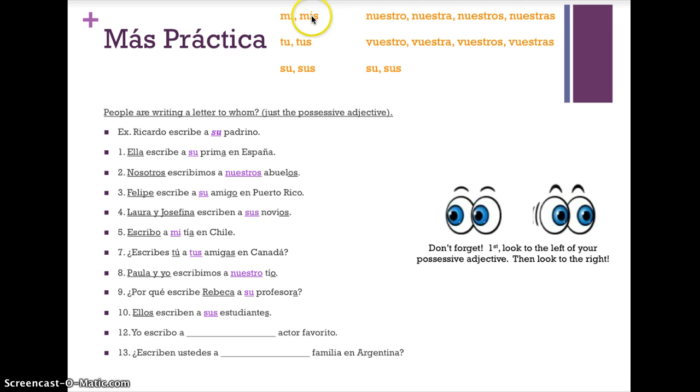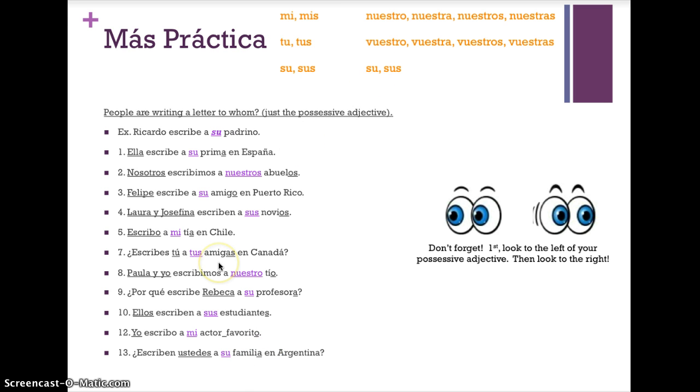Yo is my subject, so that's up here. And I write to my favorite actor, which is one person, mi actor favorito. And escriben ustedes a blank familia. So ustedes comes from this box. And this is singular, so it would be su. Some people get confused when they see familia. They think, oh, well, a family is a group of people. But the word itself is singular, so that's what I'm going to go with.